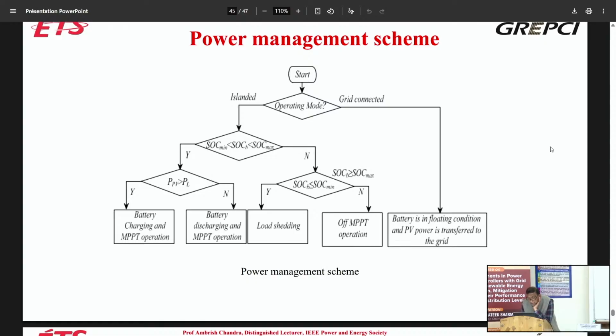Now if the state of charge of the battery is not in between this, then you have to see if the state of charge of the battery is less than minimum. So if you say yes, then you have to do load shedding because there is no power left in the battery also, right? If it says no, then the state of charge of the battery is more than maximum, so MPPT operation. So this is the power management.